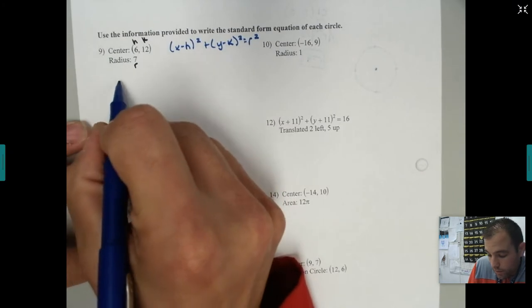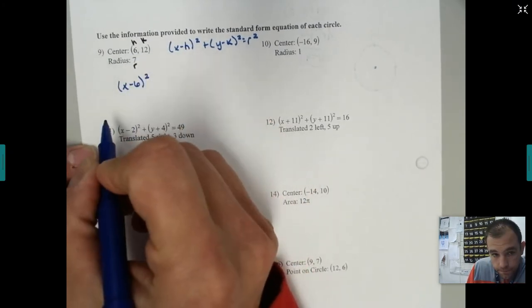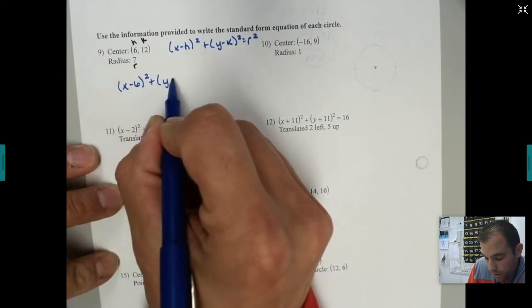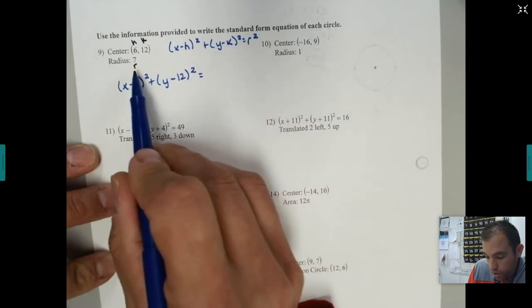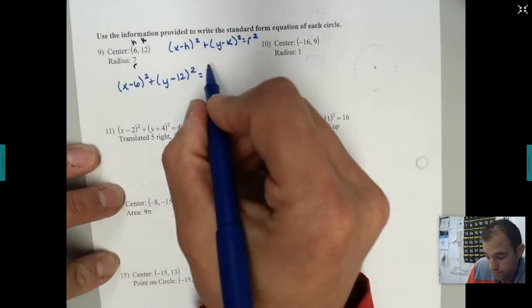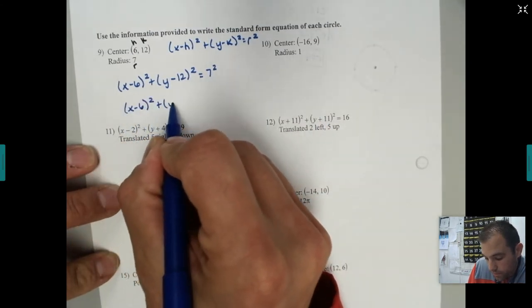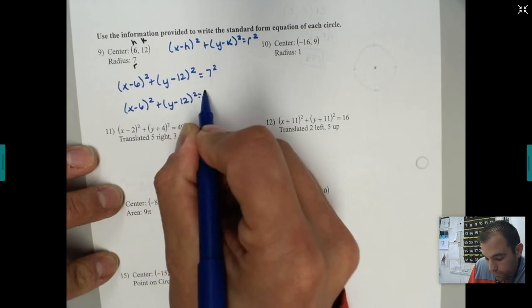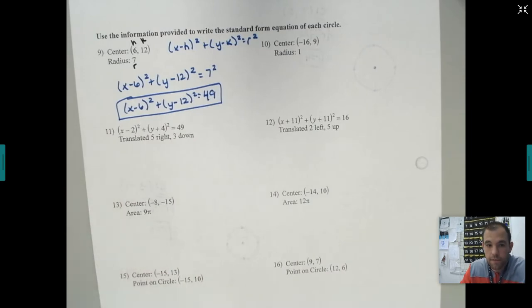Okay, so it would be (x minus h), and h is 6, squared, plus (y minus k), and k is 12, squared, equals r squared, which is 7, so 7 squared. So my final answer: (x minus 6) squared plus (y minus 12) squared equals 49. And we're done, because 7 squared is 49. Questions, confused, lost, something doesn't make sense, please don't hesitate to ask me.